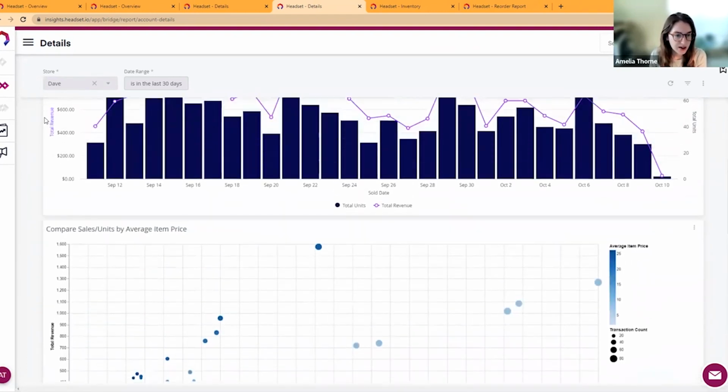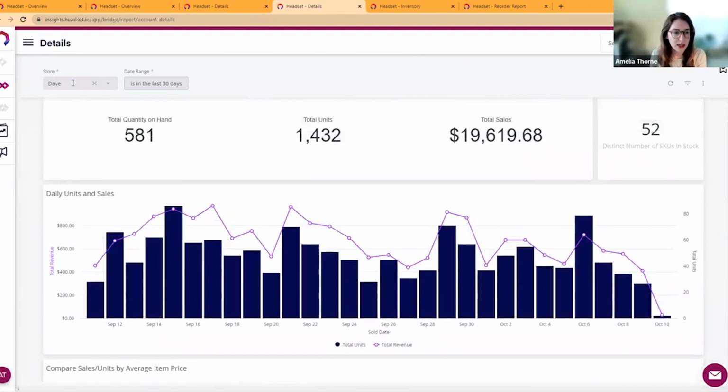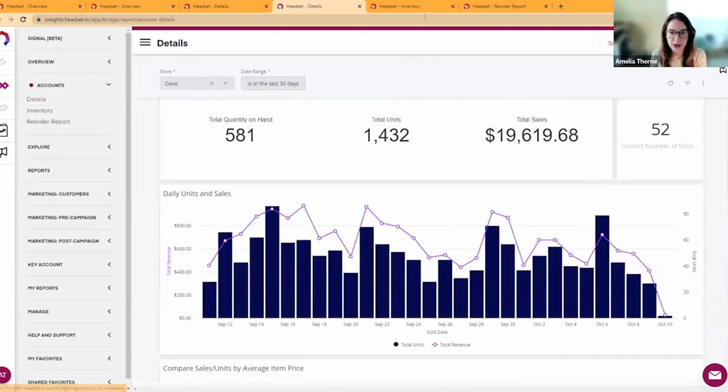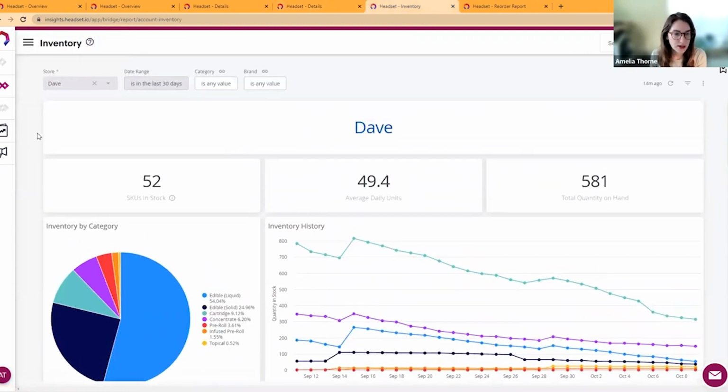So now that we have a good idea of what's going on within each of our products, we can then move over to inventory under accounts. So inventory is going to be a great place to start to understand how we're stocked within each of our individual categories, what products are selling the best at this store, and what do we really need to focus on. So we have our store, which is Dave. Again, date range is the last 30 days. And then we can start to look at a specific category or brand at this store to really hone in on if we want to focus on working with our retail stores to reorder or to make sure that they have a good product mix at their location.